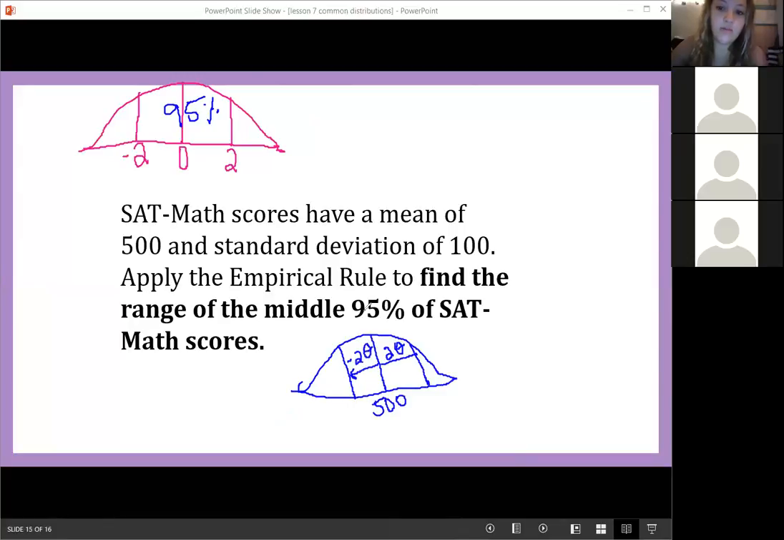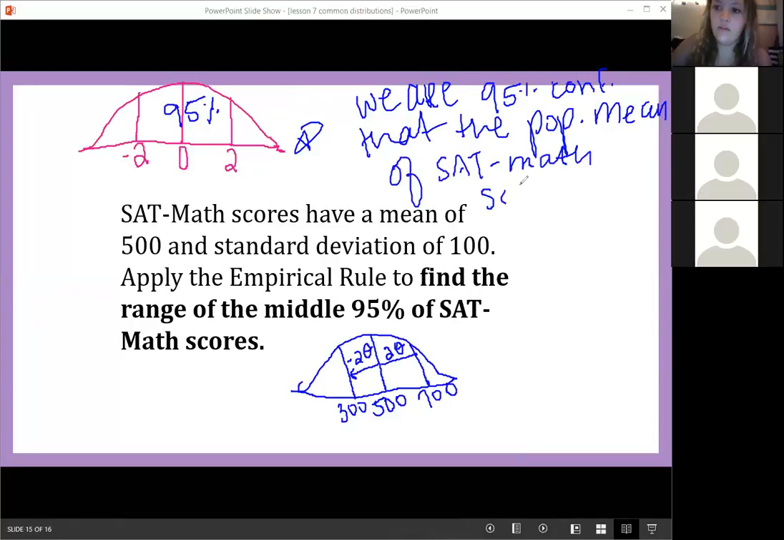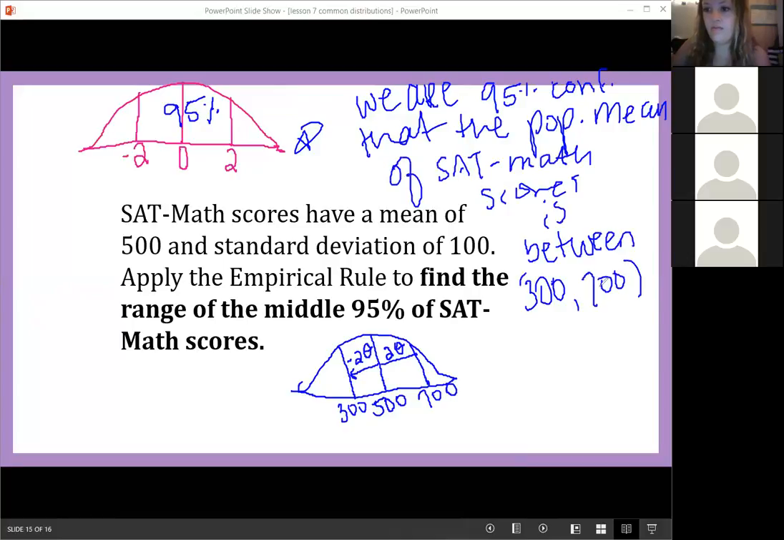To keep in mind this empirical rule up here, all we have to do is minus 200, because it'll be 100 plus 100. So we get 300. And then add 200, so we get 700. So, as Maria said, we are 95% confident that the population mean of SAT math scores is between 300 and 700. So that's our interpretation in the end.